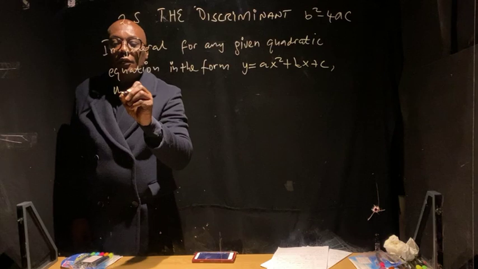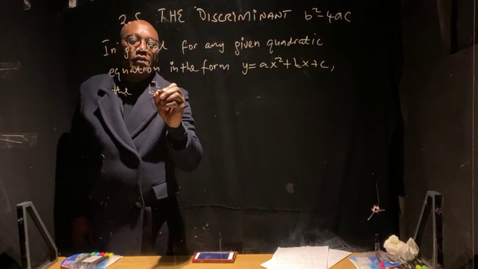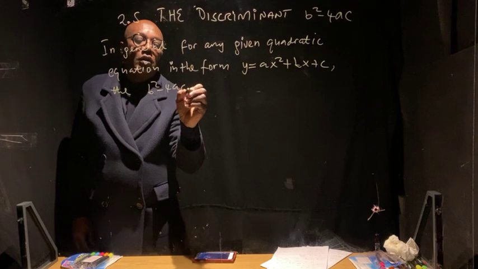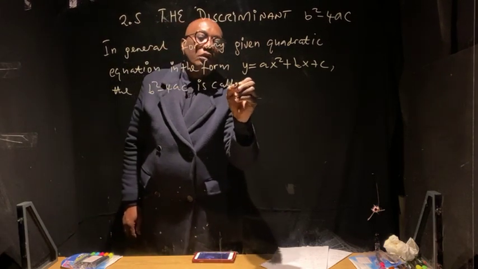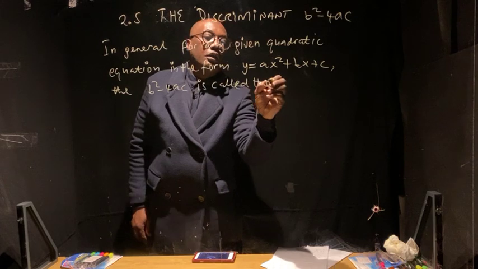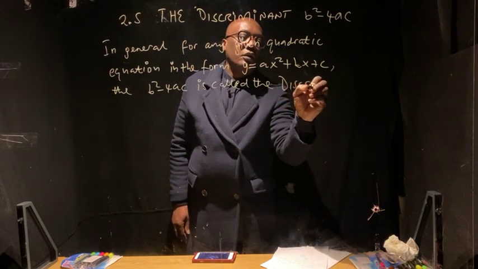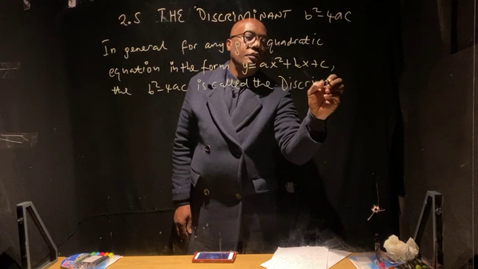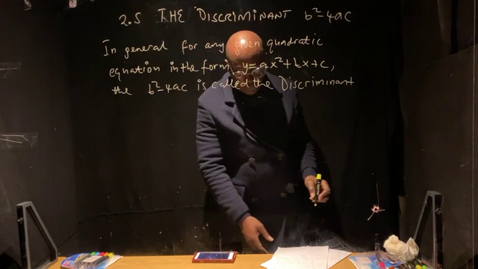then b squared minus 4ac is called the discriminant. Good.